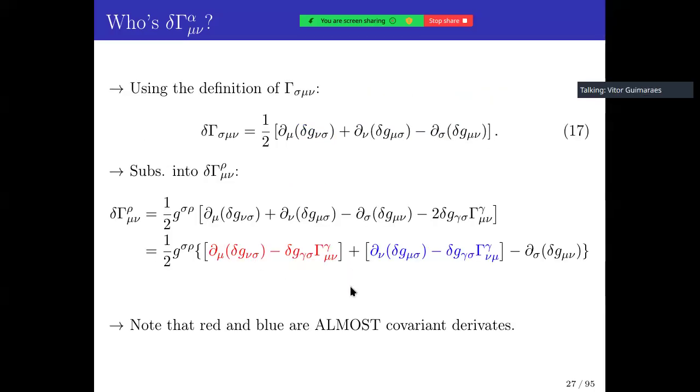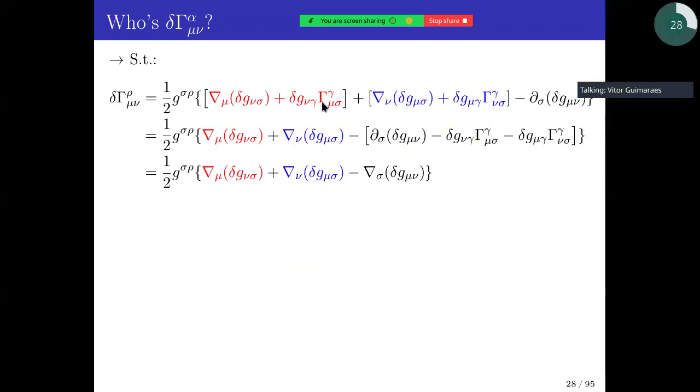Which is the same as to sum and subtract the missing terms, right? It's the same thing. So we saw that the red term can be thought of as a covariant derivative of this object plus this term contracted with the Christoffel symbol, right? And the same goes for the blue one, right? For the blue term, okay?